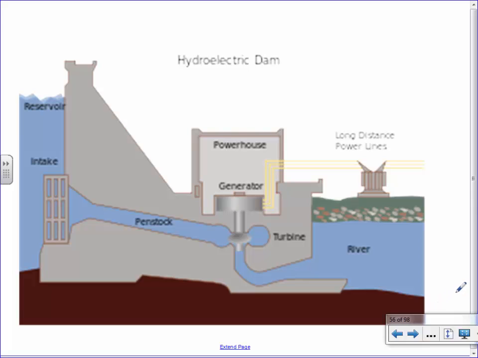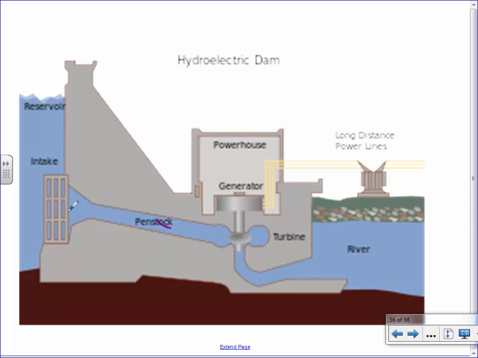Basically, the idea is we take a body of water, we build a big wall, we dam up the water, and then we let a little bit of water through at a time, and as that water comes through, it spins a device called a turbine. Anybody ever heard that word before, turbine? Here's kind of the idea.